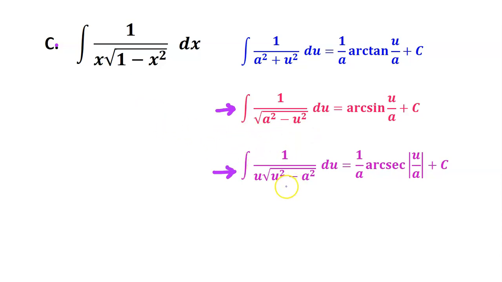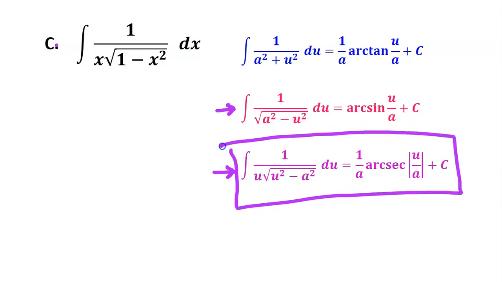First of all, how about the Arc Secant Rule? What's wrong with this? The problem is the order of the constants. So for the Arc Secant Rule to work, we need u squared minus a squared. So we need the variable minus the constant. This order is wrong. We have the constant minus the variable. So that's backwards.